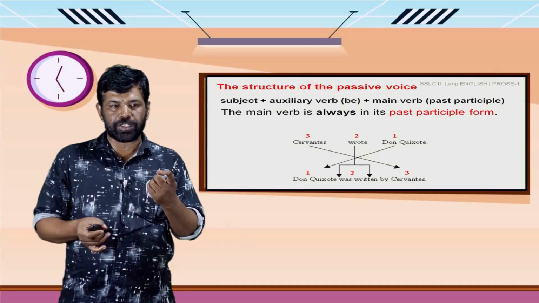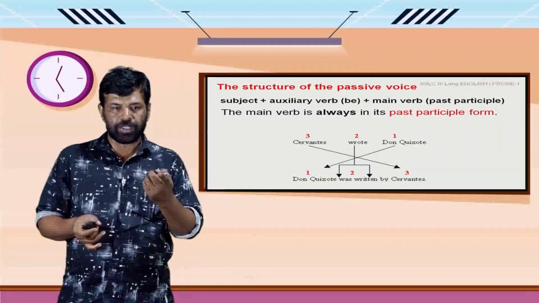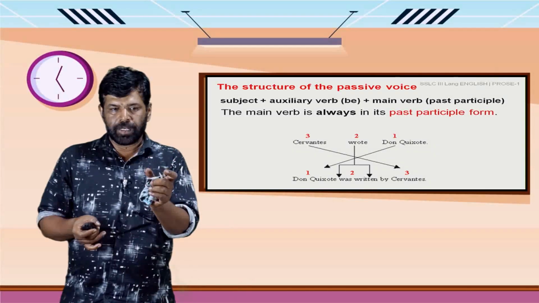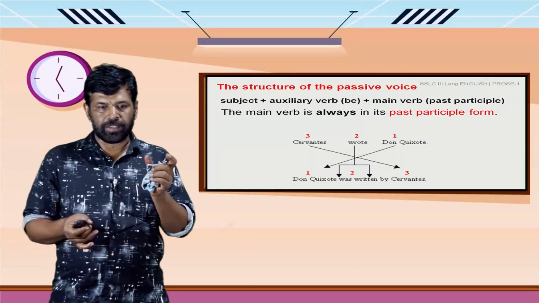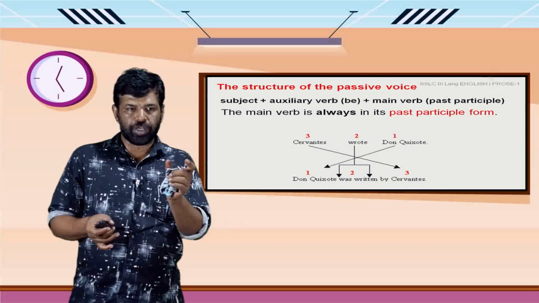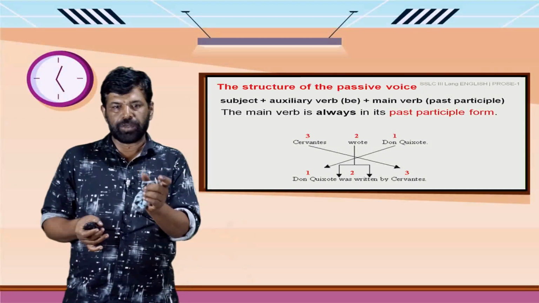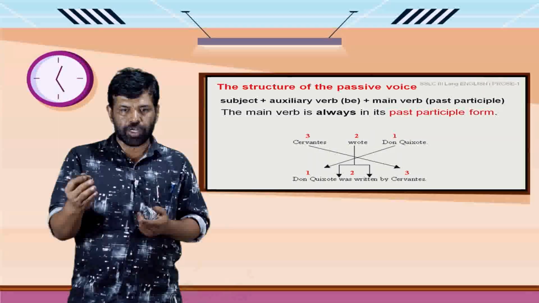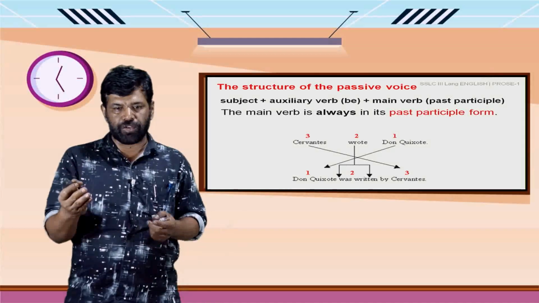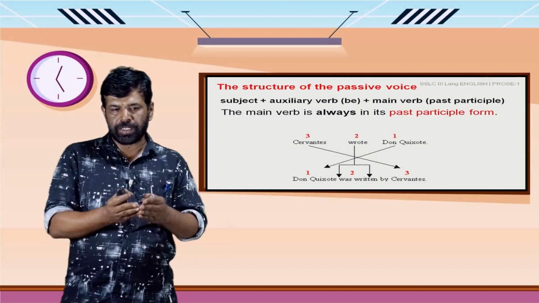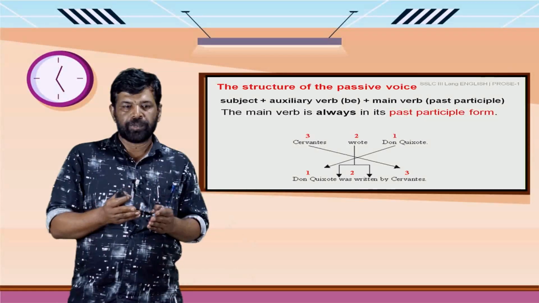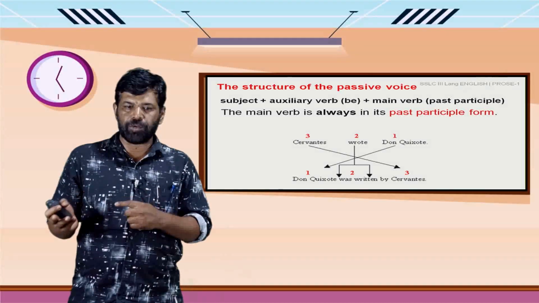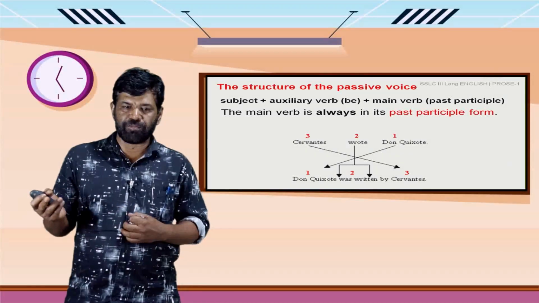The form structure is subject. The first one is the subject, that is Cervantes. The top line is active voice and the bottom line is passive voice. So here there is a subject, an auxiliary verb and the main verb. But in case of passive, when you change it, Don Quixote, which is the object of the active voice, becomes the subject of the passive. Whereas Cervantes, the subject of the active voice, has become the object in the passive.